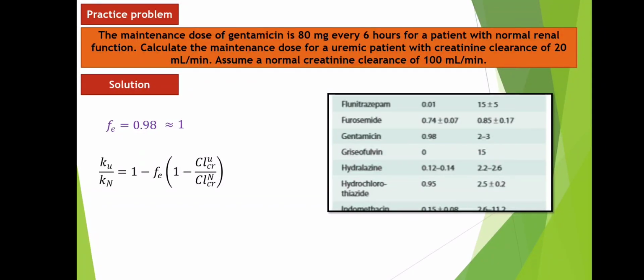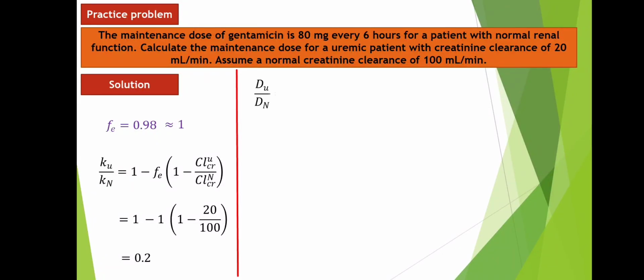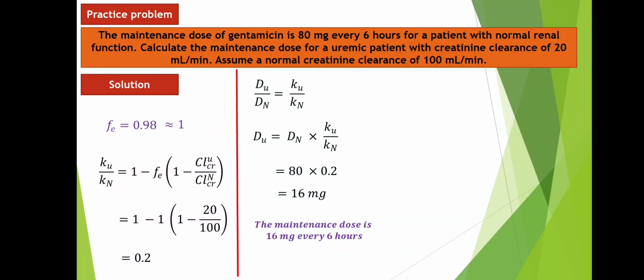Using the equation, Ku divided by Kn equals 1 minus Fe times 1 minus the creatinine clearance in uremic patient divided by the creatinine clearance in normal individual. So add the values: Fe is 1, and in this problem the creatinine clearance is 20 ml per minute, and the normal creatinine clearance is 100 ml per minute. We add all these and get the value 0.2. Next, Du divided by Dn, the dose in uremic patient divided by the dose in normal individual, equals the elimination rate constant in uremic patient divided by that in a normal individual. The dose in normal individual Dn is 80 and Ku by Kn we got 0.2, so 16 mg. The maintenance dose is 16 mg every 6 hours.